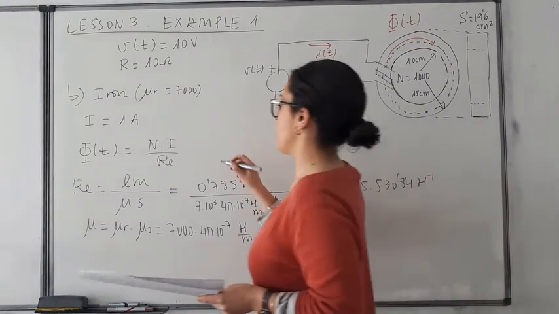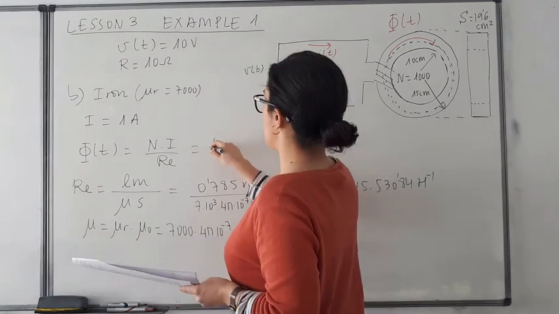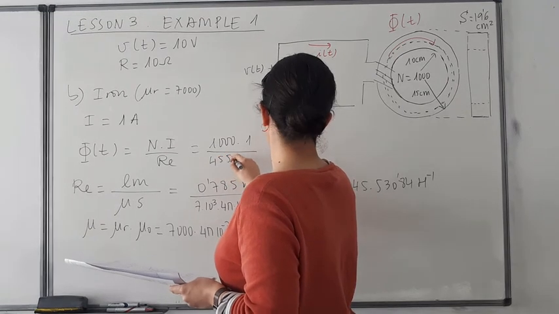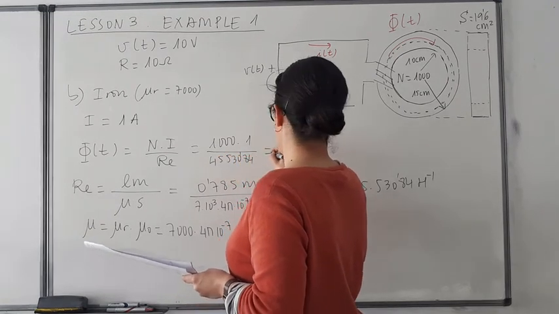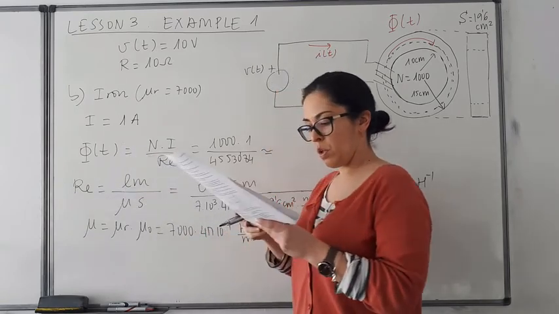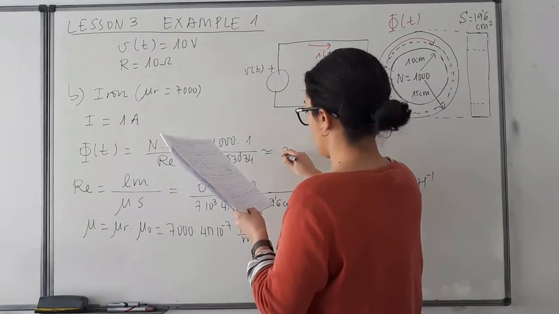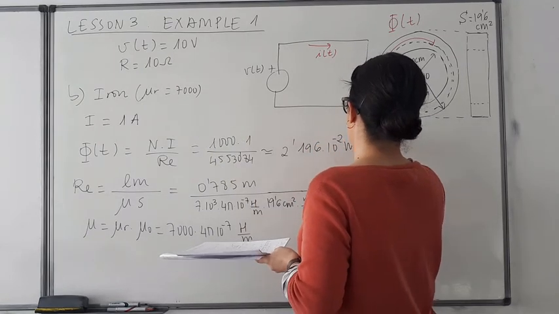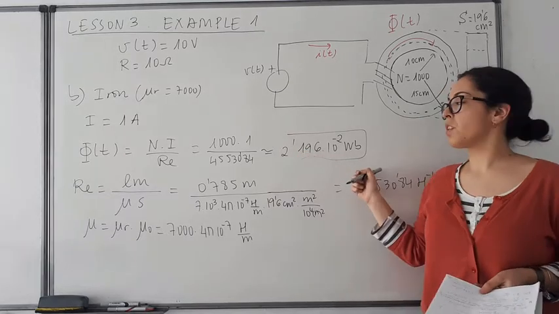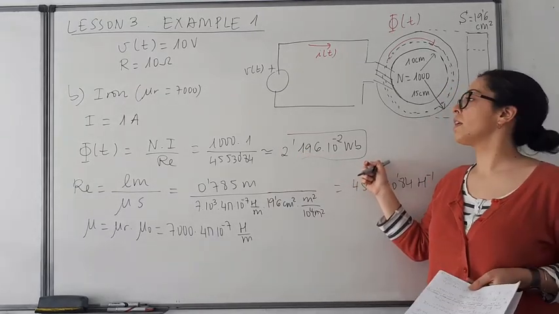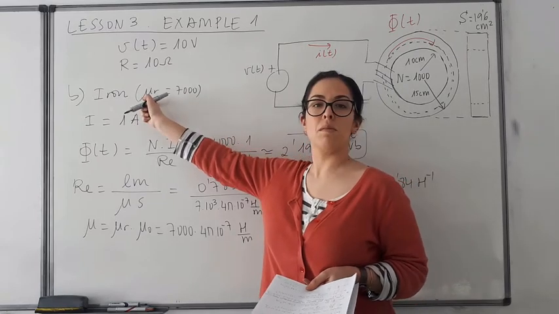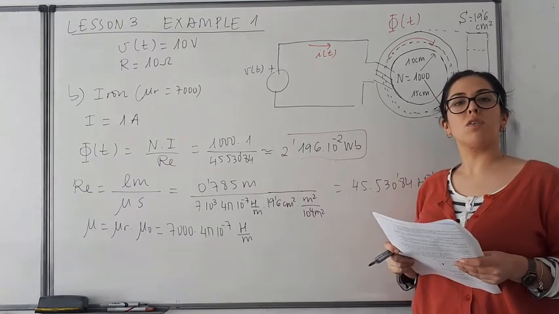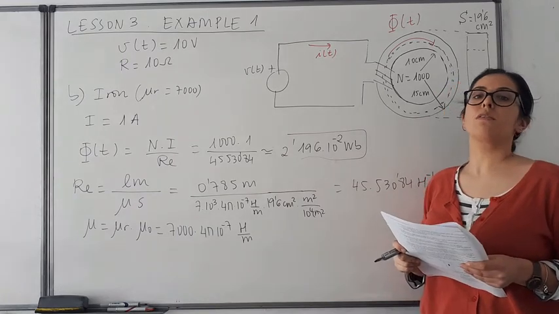Now we have a lower value. Here the number of turns is 1000, the current is 1, and the reluctance is the previous one that we have just calculated, which gives an approximate magnetic flux of 2.186 times 10 to the minus 2 Webers. And here, as you can see, the magnetic flux is much higher when the magnetic core is made of iron, which is a conductive material, than in the case when the magnetic core was made of wood, which is a non-conductive material.